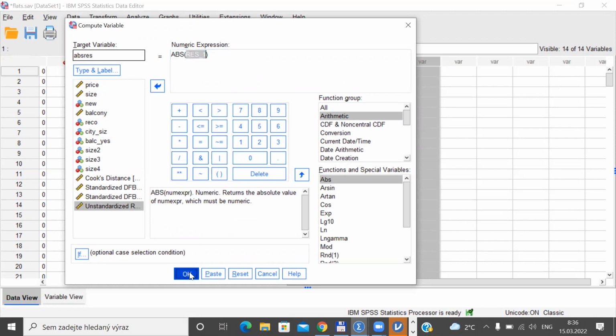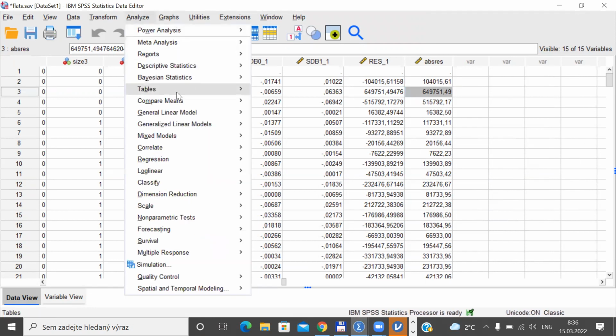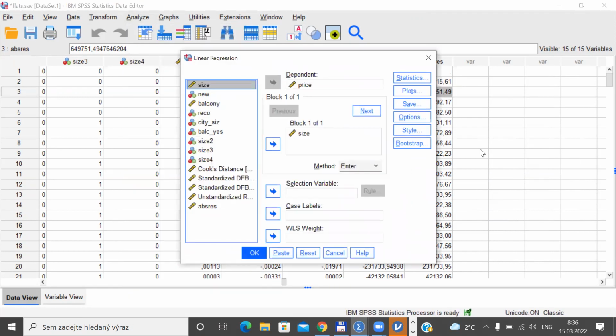So here it is. I can only check briefly whether it works. So it seems that instead of minus, here there is plus, there is plus, there is still plus. So this is the absolute value of the previous column. And once again, for computation of heteroskedasticity by Glejser's test, it is enough to go into linear regression.